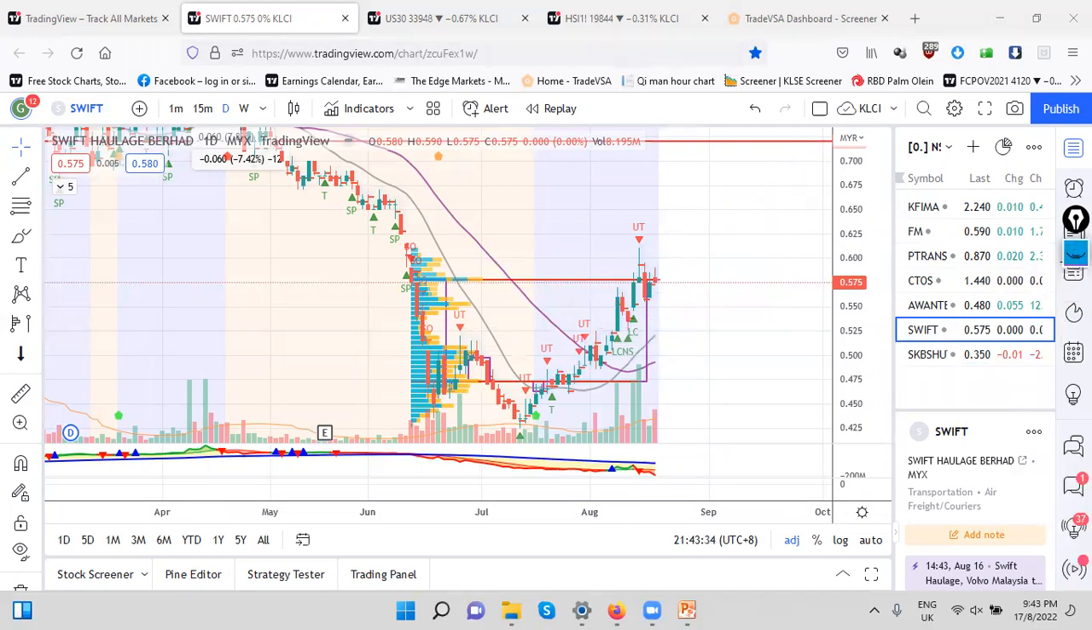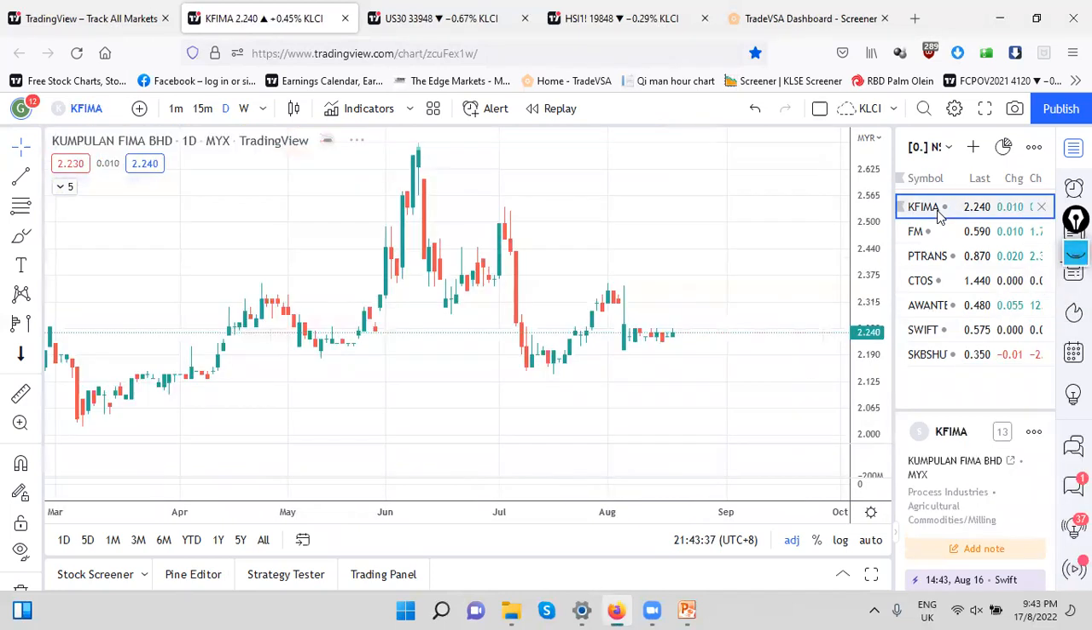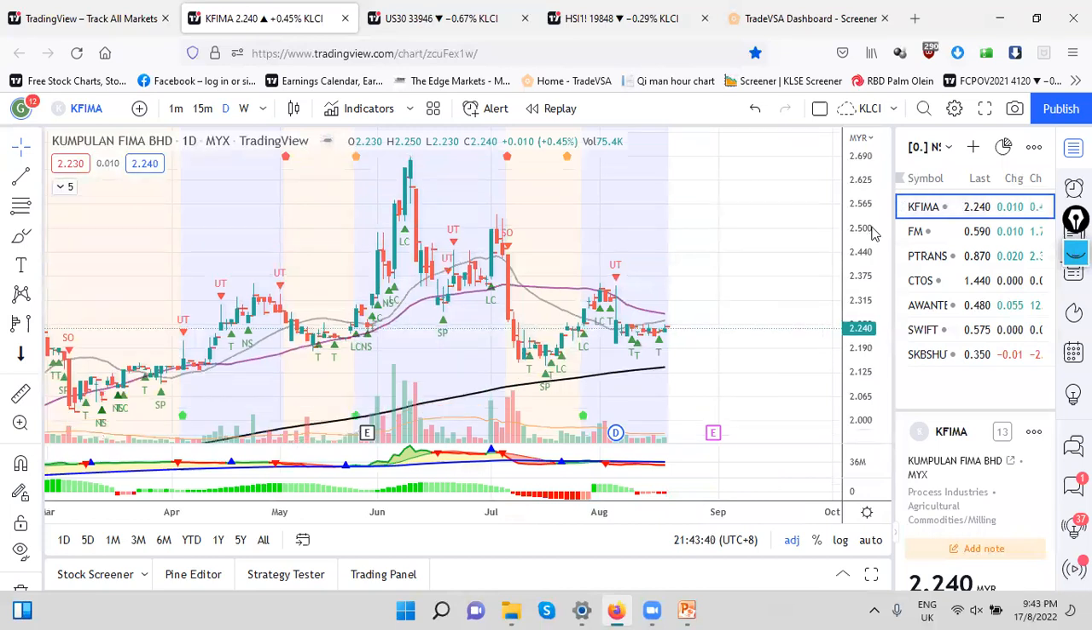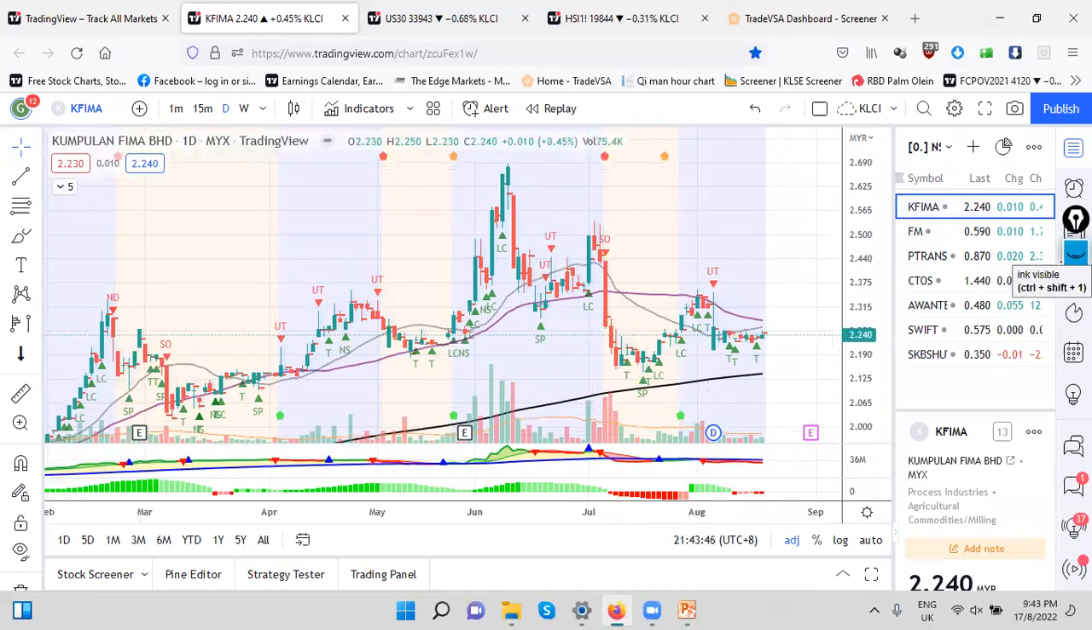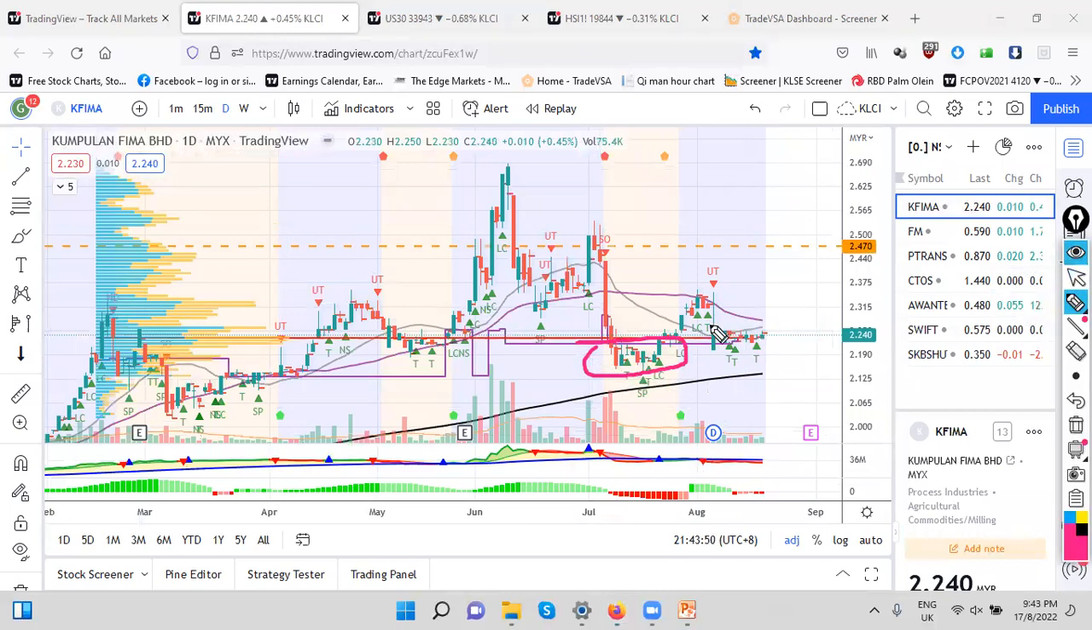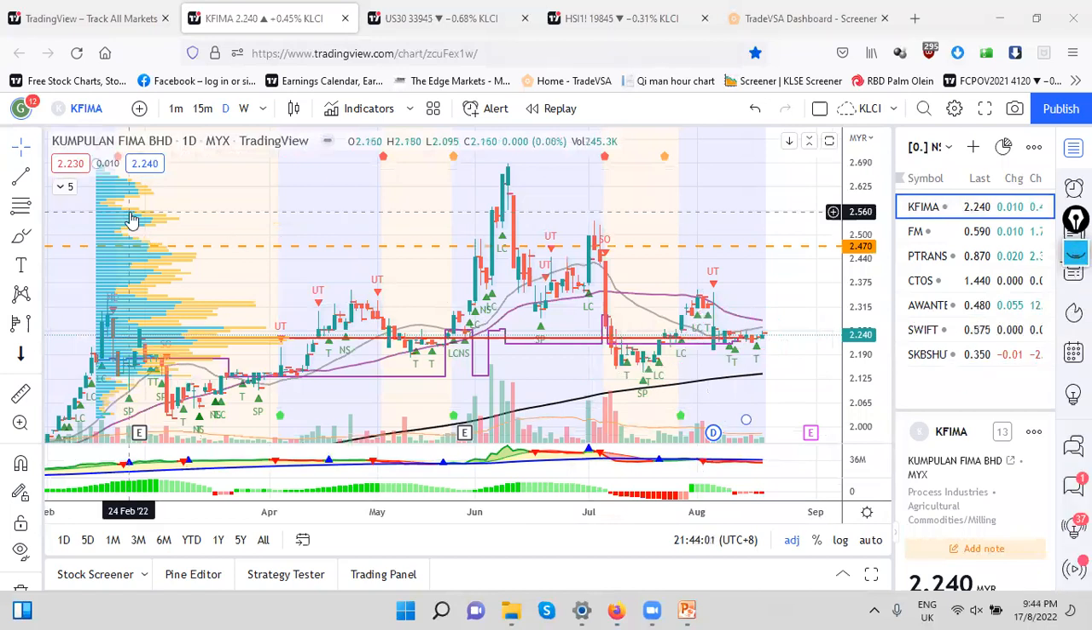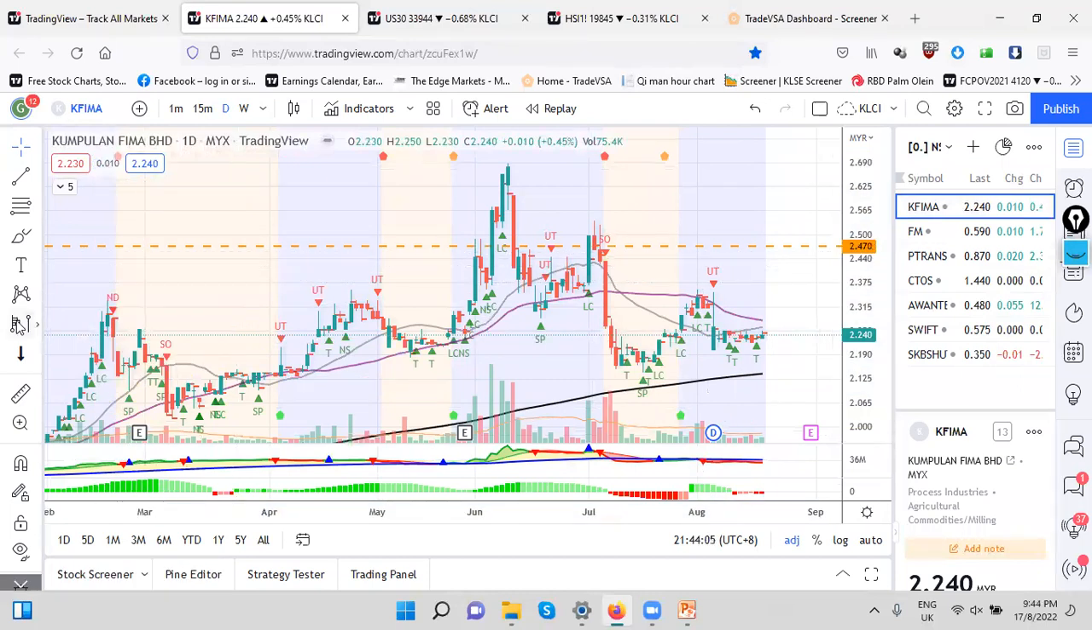So this is one example. I need to show you another example, like Component Prima. In the process of a pullback and a rebound, some pullbacks will reveal weakness in the background. For example, let's say we put this up.